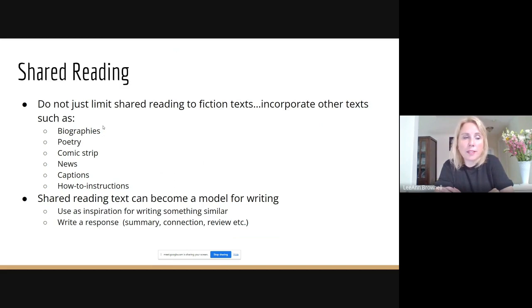So maybe it's going to be an idea for them to write something similar. Maybe they're going to write a response to what they have read. So maybe they want to do a book review, or they want to summarize, or maybe there's a connection. So again, there are multiple ways that you can use this text as a bridge to a writing activity.